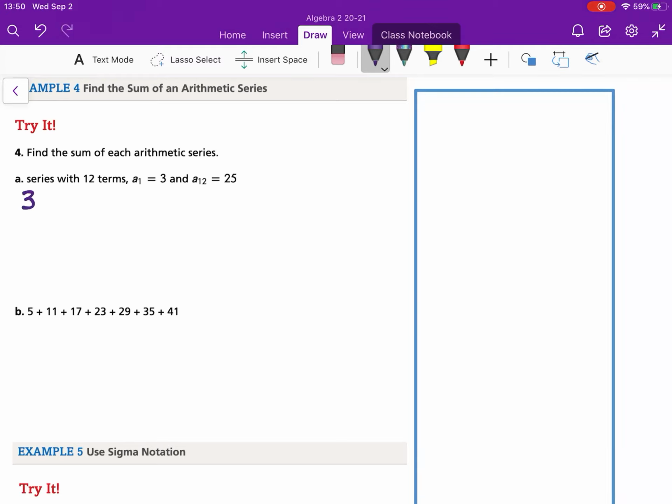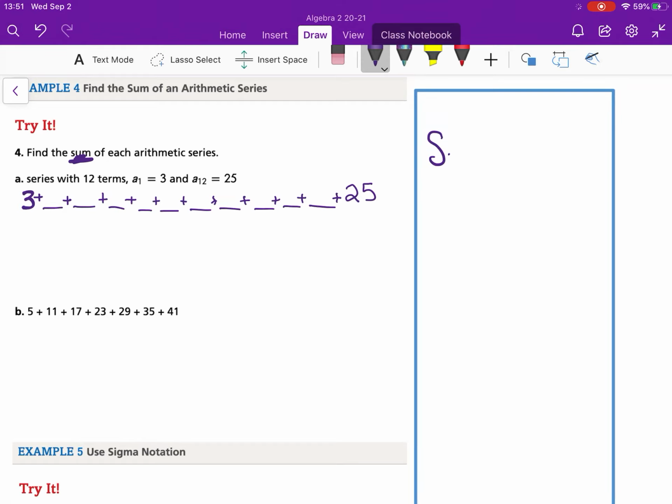Same here. The first term is 3. And then I have the second, third, fourth, fifth, sixth, seventh, eighth, ninth, 10th, 11th, 12th is 25. And it says to find the sum. What's it mean to be sum? So anytime you see the word series, it's asking for the sum. So all of these terms I would add together. Now here's what's hard. I've got to figure out what those numbers are in the blank if I do it this way, like if I do it the long way.